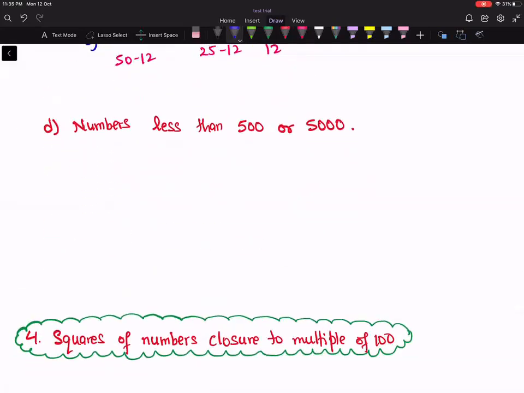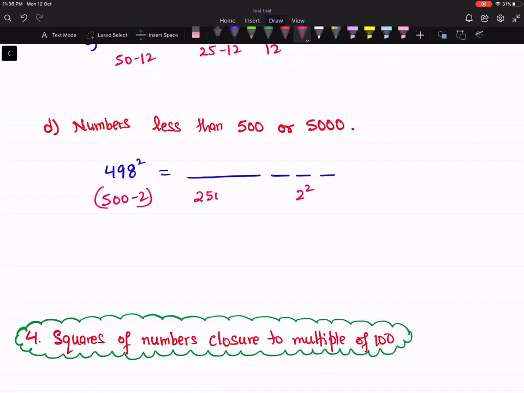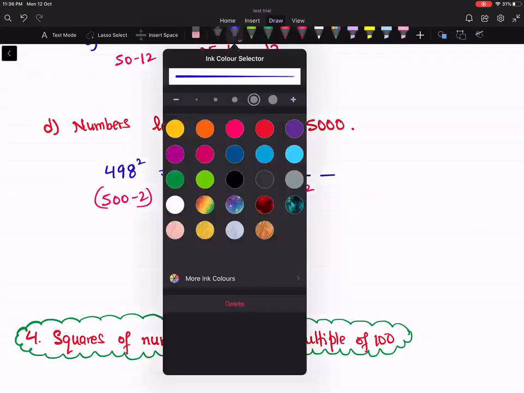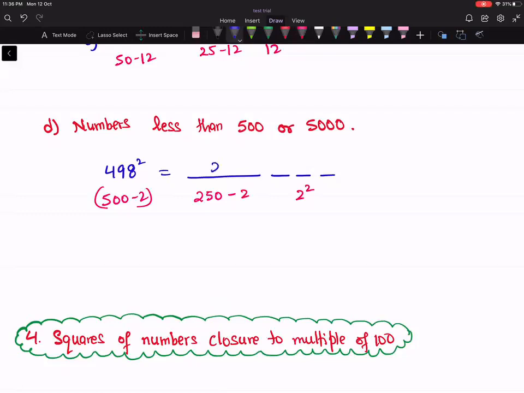For numbers less than 500, subtracting will be done from 250 instead of 50. So what is the square of 498? Right? So leftmost digits and right will be 3 digits. I'll write this as 500 minus 2. So this will be guided by 2 square, and this part will be guided by 250 minus 2. Since it is 500, we are subtracting from 250. So my answer is 248 and 2 square is 4. So my answer is 248004.